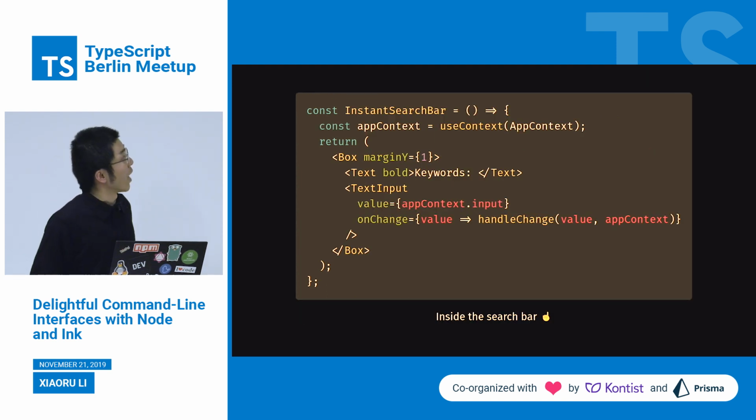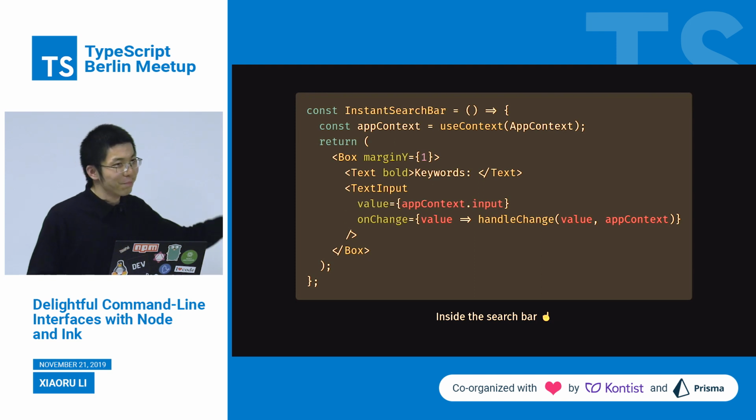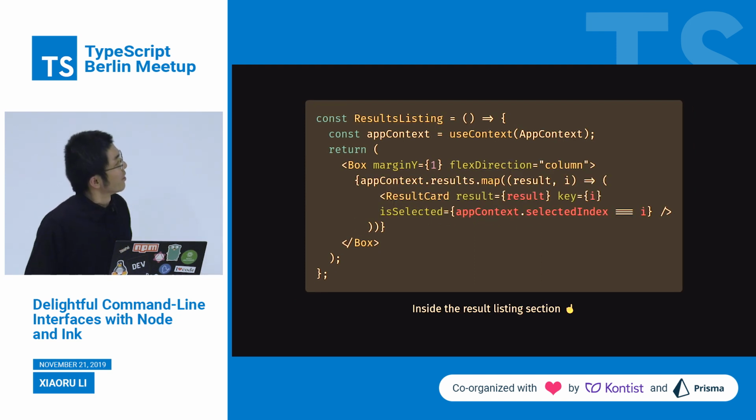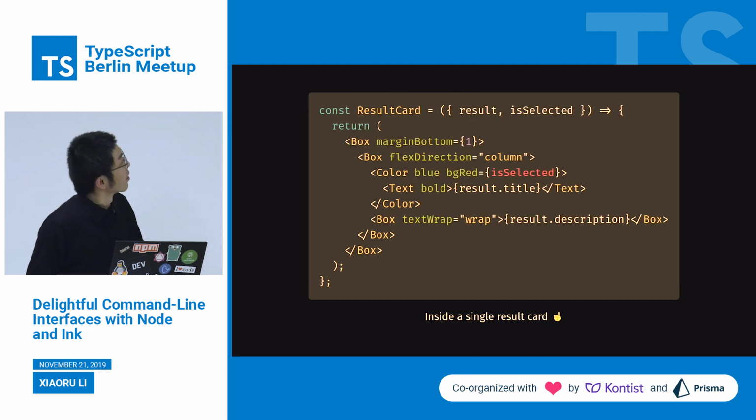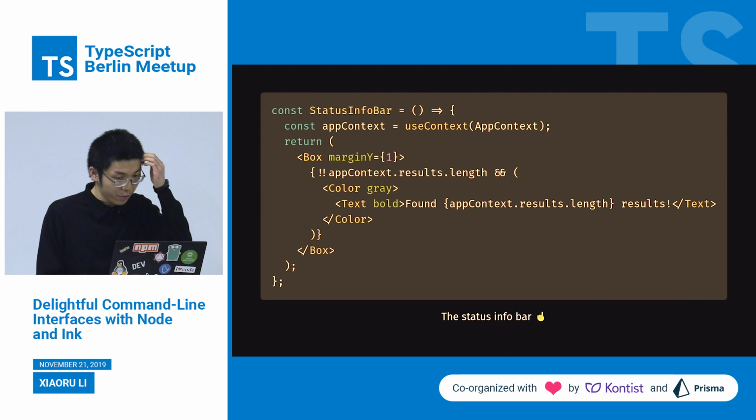Inside the search bar, we have a text input, which is basically a place you can put your text in. To render bold text, we just use Text and bold. And the result cards look like this. You can map your results to individual components with a map. And a single result card looks like this. You can use color and background color to toggle the background color and the text color itself.